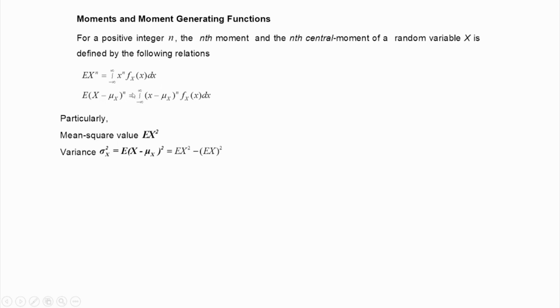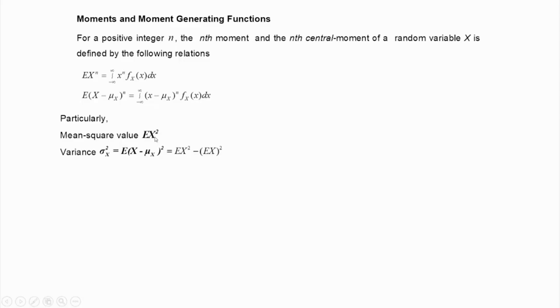Similarly, the nth order central moment we can define. We have to consider the deviation of x from the mean, that is, x minus mu x. So, E of x minus mu x to the power n we have to consider, that is called the nth order central moment, and it is given by integration from minus infinity to plus infinity x minus mu x to the power n fx of x dx. So, that way we define the nth order central moment.